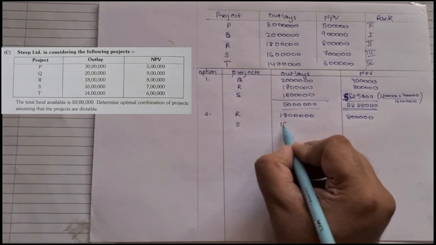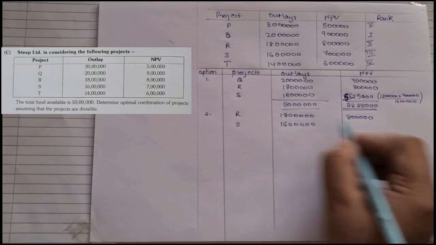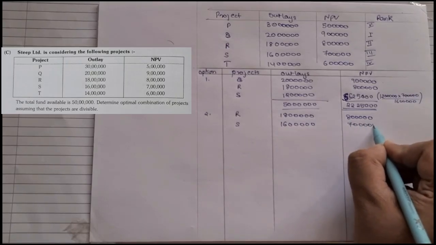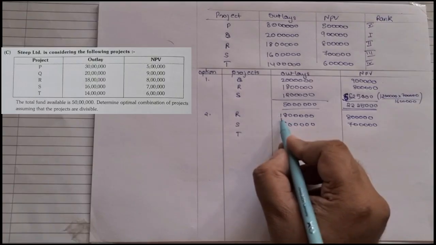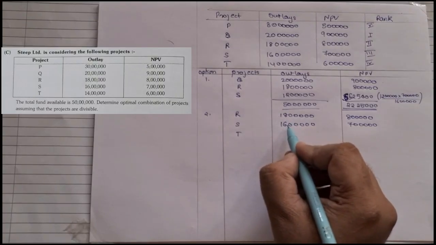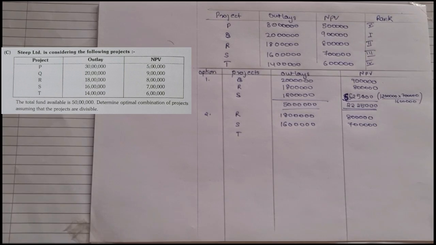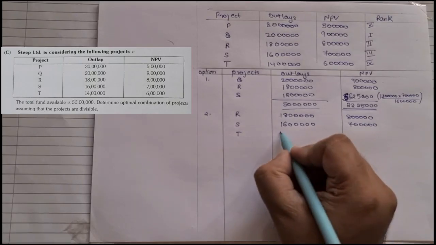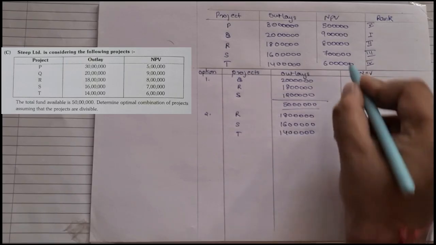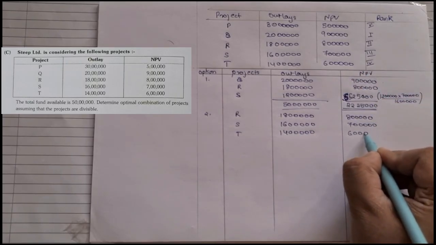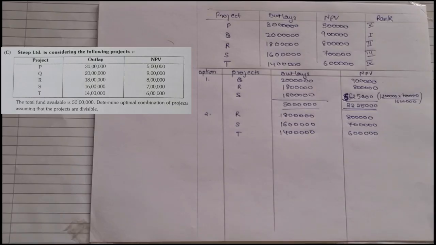Next is S, which I take as 16 lakhs, with NPV of 7 lakhs. So 18, 34. If I use another 14 lakhs, I will have 48 lakhs. I'll take this 14 lakhs, which gives an NPV of 6 lakhs. Now this is 48, and I need 2 more lakhs from somewhere.